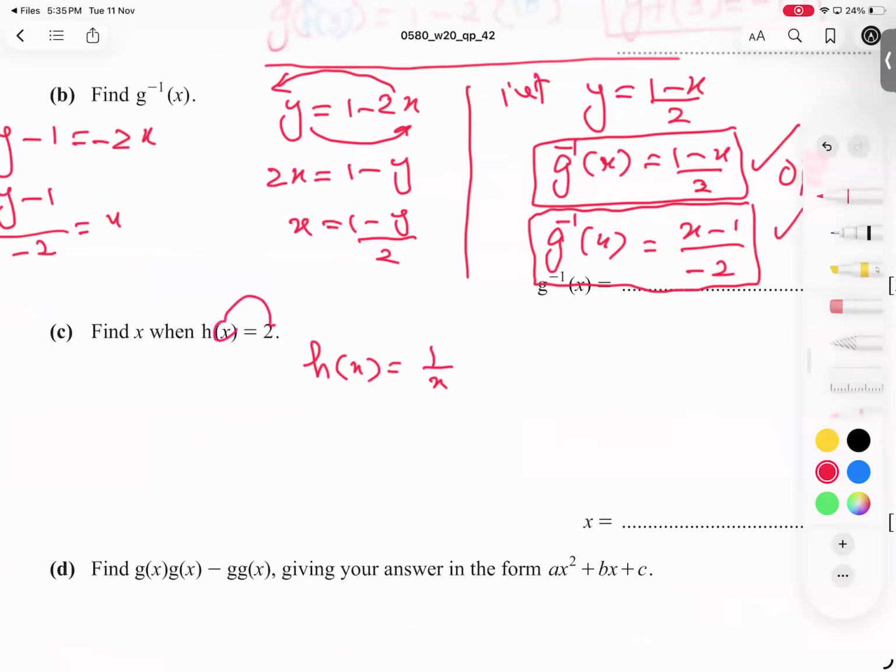2 is not in the bracket. I have seen some students think to put 2 here and 2 here. Totally wrong. So h of x is completely replaced by 2. So here, replace it with 2.